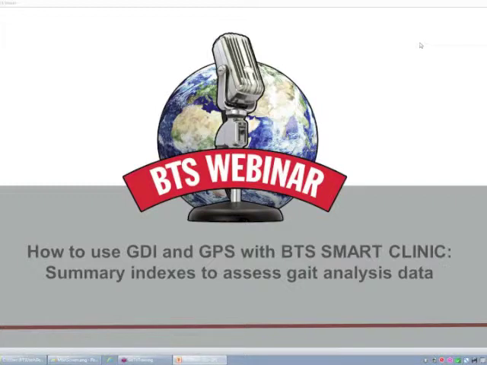We are now going to start this session about the Gait Deviation Index and the Gait Profile Score, which are two widely used and popular measures of the overall kinematic deviation. Those two indexes can now be easily obtained by the gait analysis protocols included in the BTS SMART Clinic application.